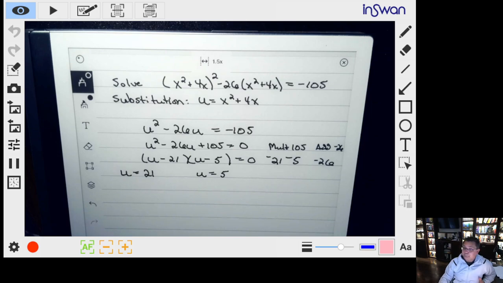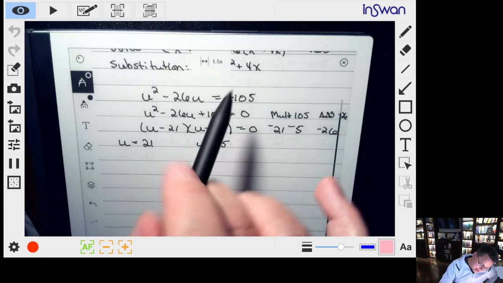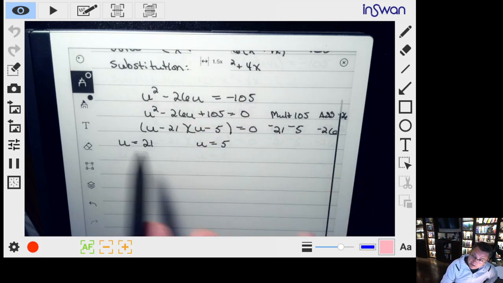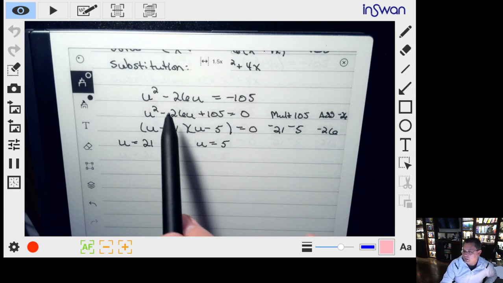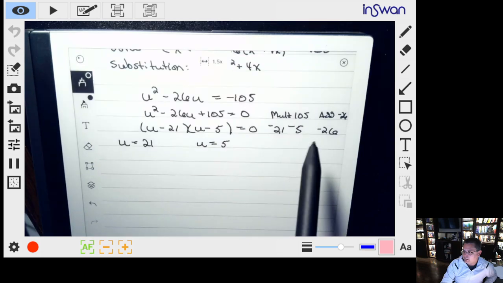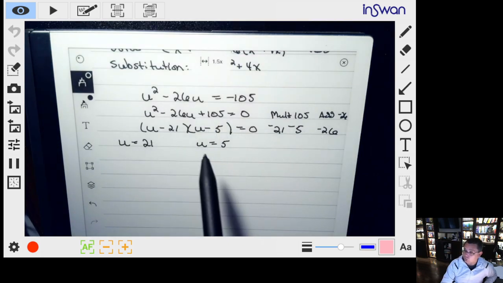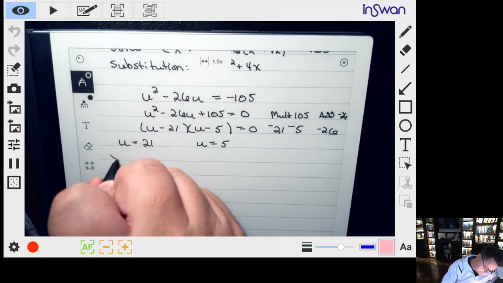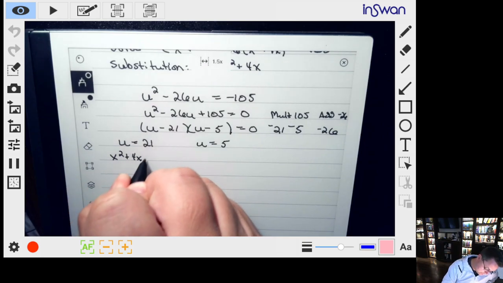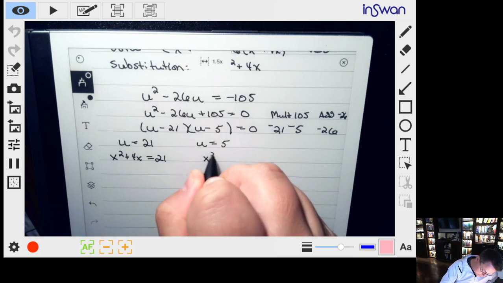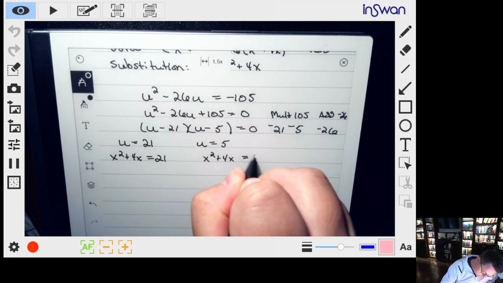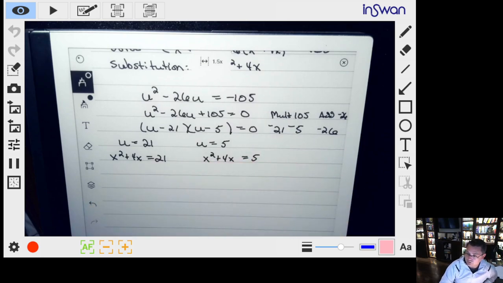But we're not done yet because u is not the variable that we're trying to solve for. X is the variable that we're trying to solve for. So what I'm going to do is replace that x squared plus 4x back in here for u. So I've done my factoring. It made it nice and easy because I used the u. But now we're ready to go back and substitute in. So I've got two separate equations here. So now I just need to solve both of those.